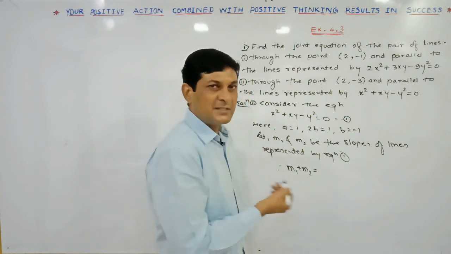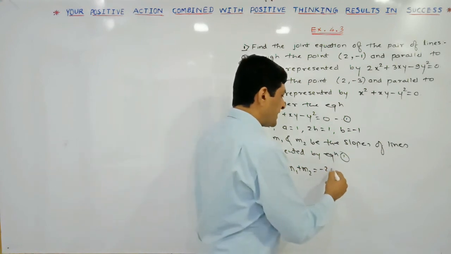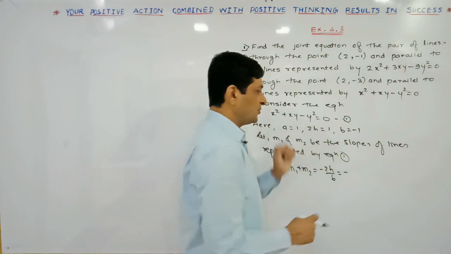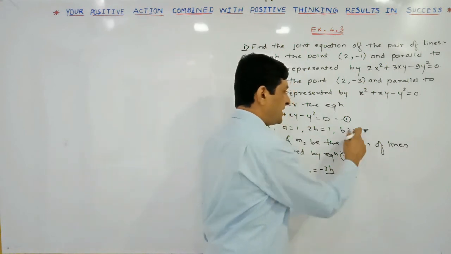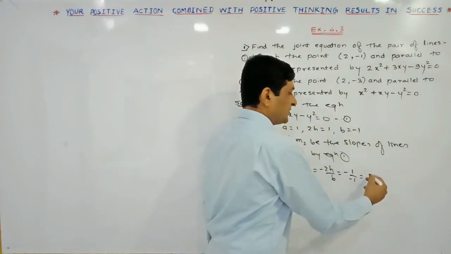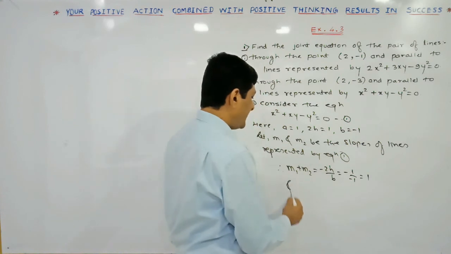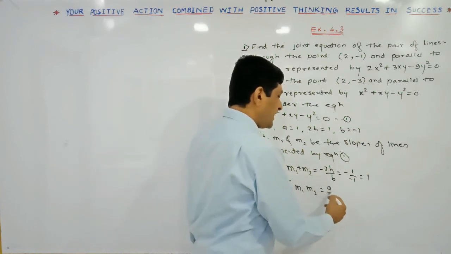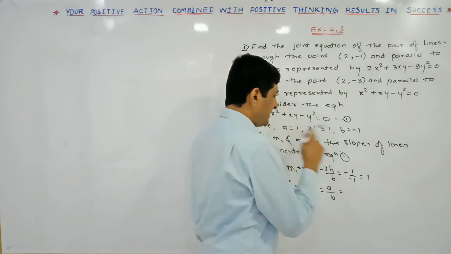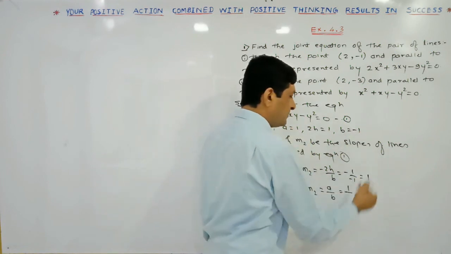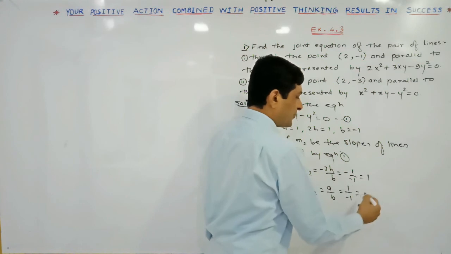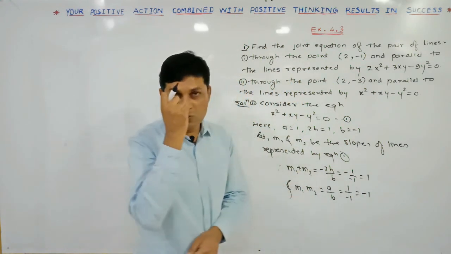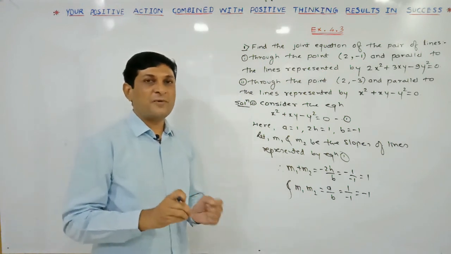So therefore we know that if m1 and m2 are the slopes of lines represented by homogeneous equation, then sum of slope can be found out as minus 2h upon b, which is equal to minus, keep it as it is, 2h I am replacing by 1 and b I am replacing by minus 1. So here we will get plus 1. And product of slope, m1 into m2, is equal to a upon b. What is the value of a here? Plus 1. And what is the value of b here? Minus 1. Plus 1 upon minus 1 will be equal to minus 1.